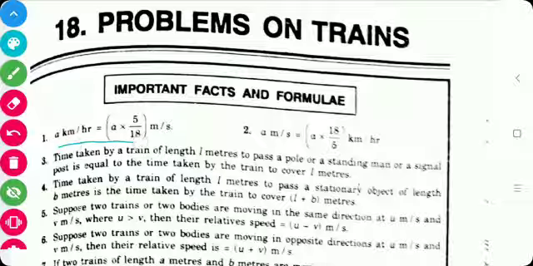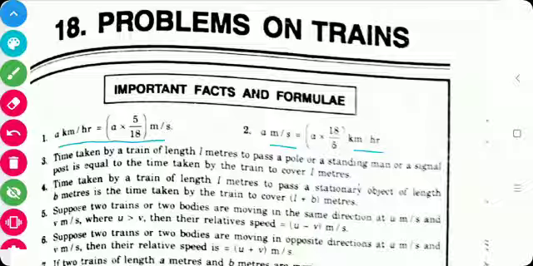A kilometer per hour is equal to a into 5 by 18 meter per second. So if we want to convert kilometer per hour into meter per second, then we have to multiply that by 5 by 18. And if we want to convert meter per second into kilometer per hour, we will multiply that by 18 by 5.